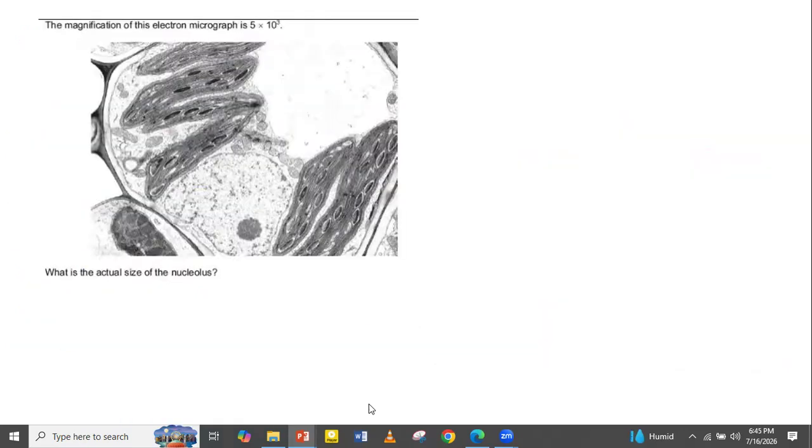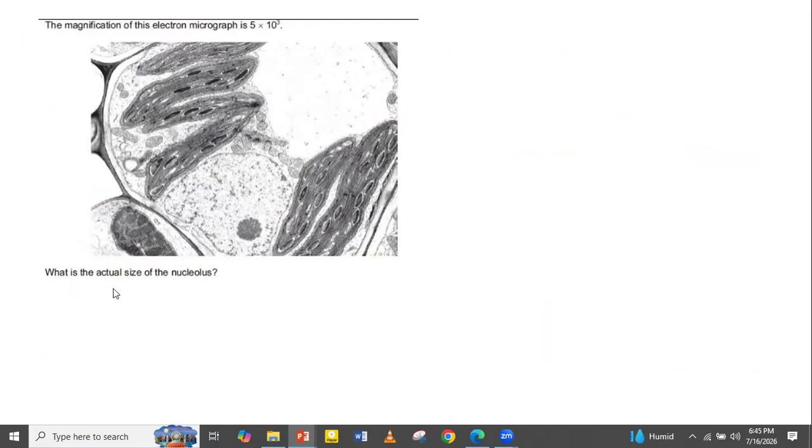Okay, let's look at another example where you can be given the same scenario. We have magnification here. Magnification is 5 times 10 power 3. Remember, I told you sometimes the values can be written in standard form. So you should be able to interpret what these values are. 5 times 10 power 3 is the same as 5,000. Now, they are asking me, what is the actual size of a nucleolus?